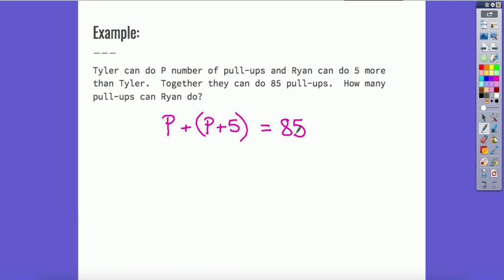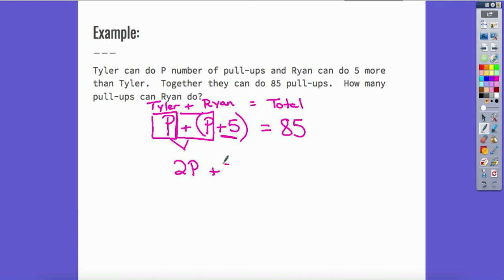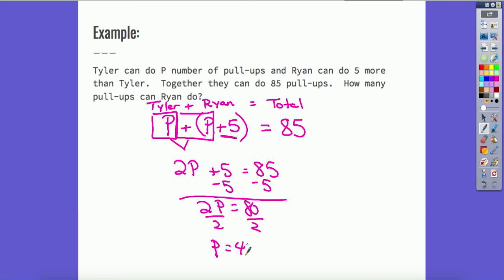Okay, so it says how many, we can kind of label this. This is Tyler plus Ryan equals total. Okay, and so now I can take a look at my like terms here. I've got P plus P, and then I've got this plus 5 left. So P plus P is just 2P plus 5 equals 85, and now I can solve my equation. And 2P is going to equal 80. Divide. P is going to equal 40.